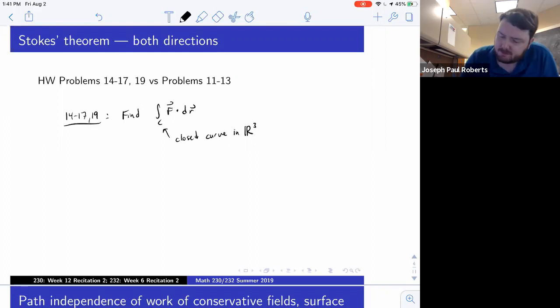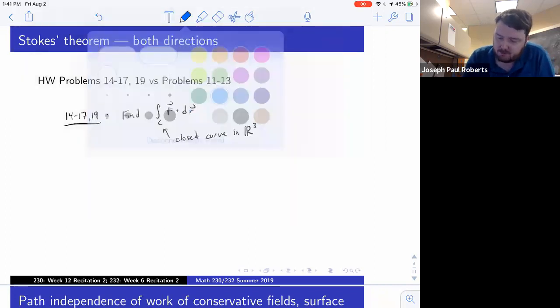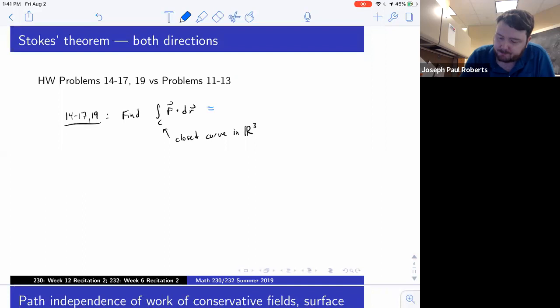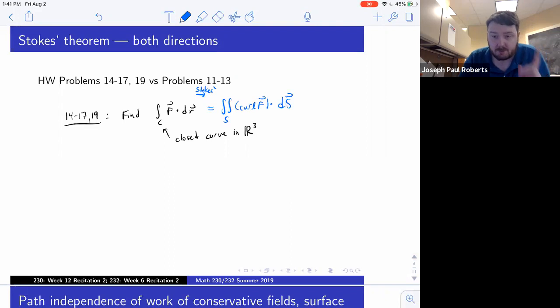And so then the idea to solve it, I'll just do it in blue just so it's different, is that you use Stokes' theorem in this direction that says the work of F is equal to the flux of curl F. So on a closed curve, the work of F is the flux of curl F, where S is any surface with boundary curve C.